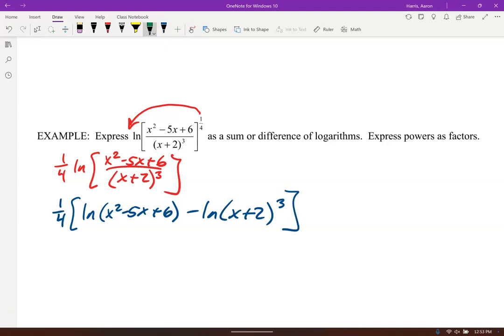And now notice I have a minus here. So I'm going to use a quotient. Or I'm sorry, I already used the quotient property. My goodness, what am I doing?